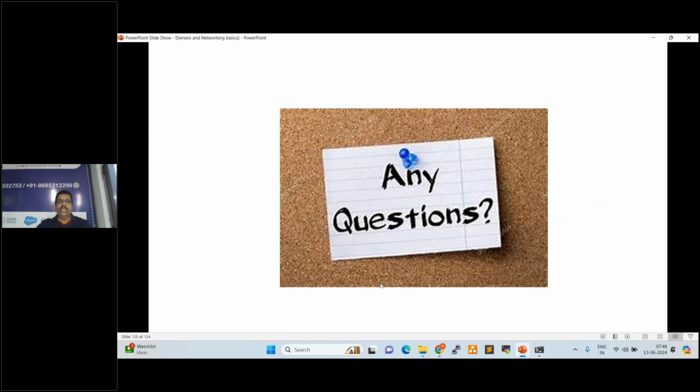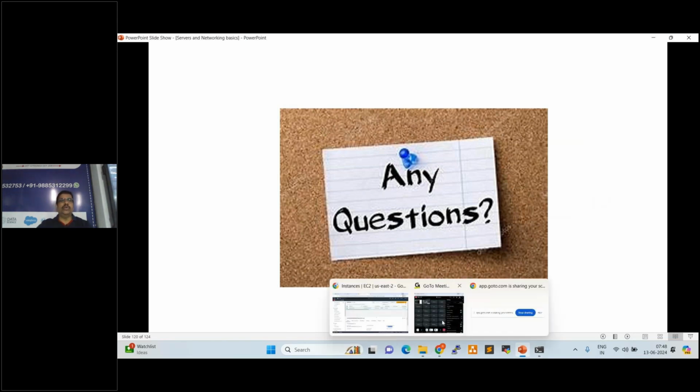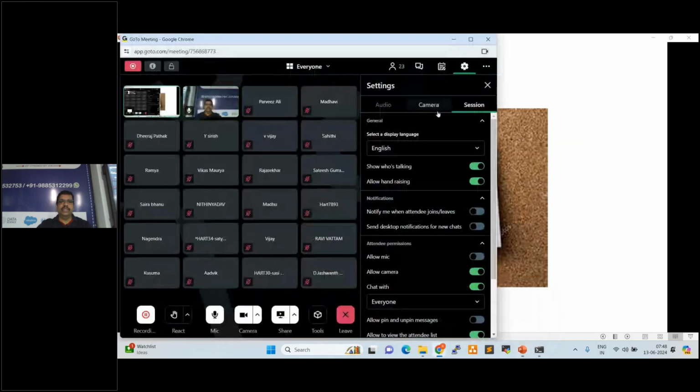Tomorrow we are going to start AWS. Fine. Tomorrow we will see how to create an AWS account and how to connect to it, and what regions, zones, and availability sets we can see in AWS. So any questions, anyone so far? Anyone having any questions, you can ask me now.